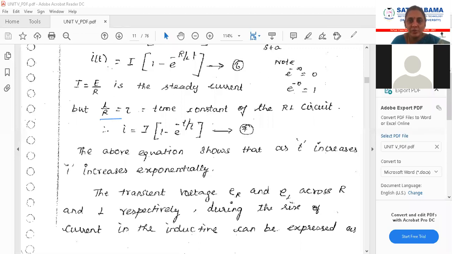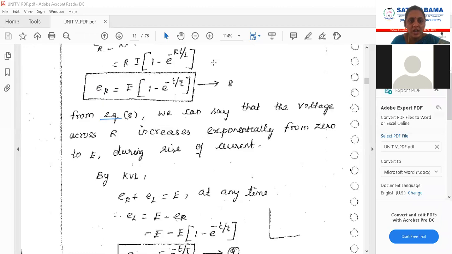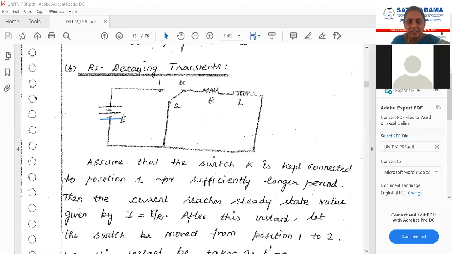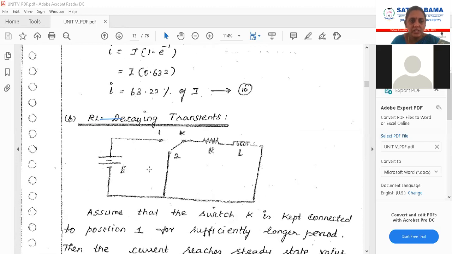Next we will move on to RL transients discharging, which you also call decaying. The meaning of this is the circuit has been connected. This is the circuit for RL decay in transients. The switch was in position 1. This is the switch between position 1 and 2. The switch has been connected in position 1 for some time, and after some time it has been changed from position 1 to position 2.